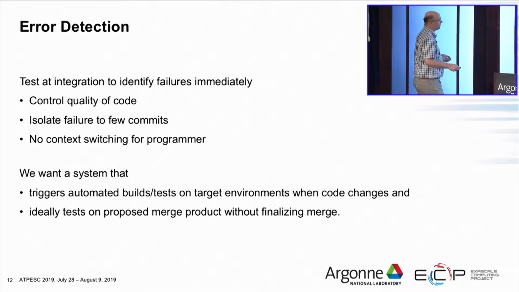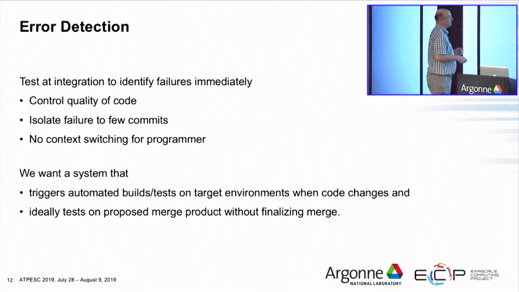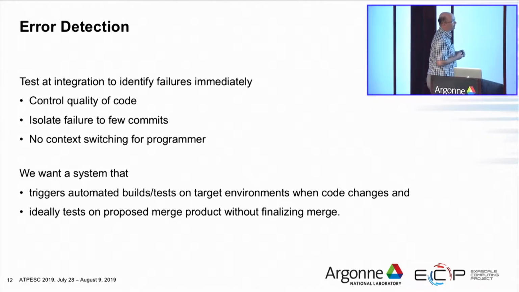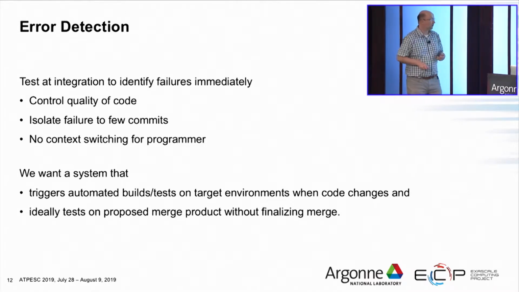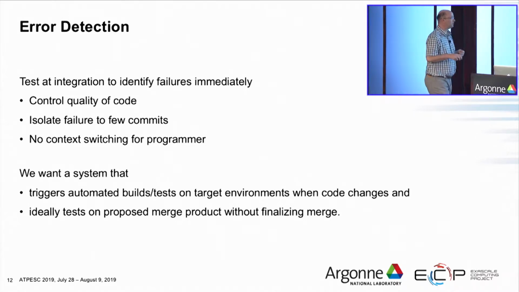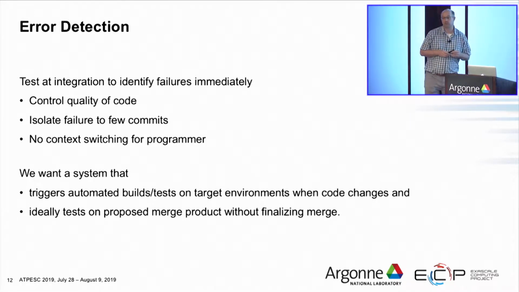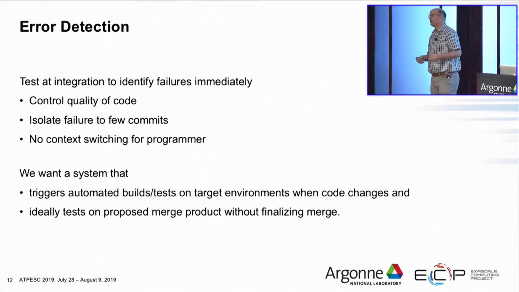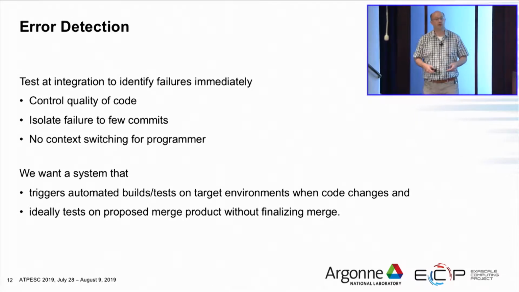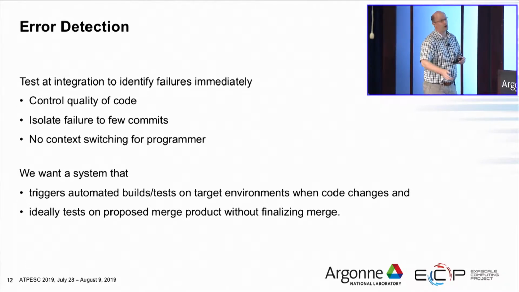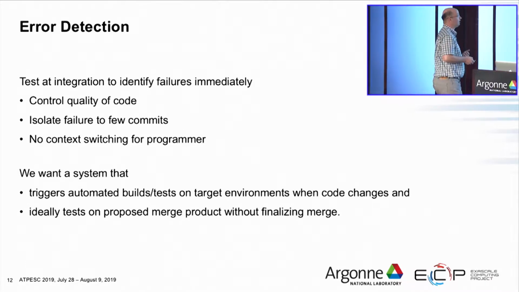So what we want then is a system that's going to trigger automated build and test cycles on our test environments, our target environments of choice, whenever the code changes in the repository in a significant way. And if we have these merges, any time someone tries to issue a pull request to do a merge, we want this build test cycle to run first on the proposed merge product before we actually finalize that merge.